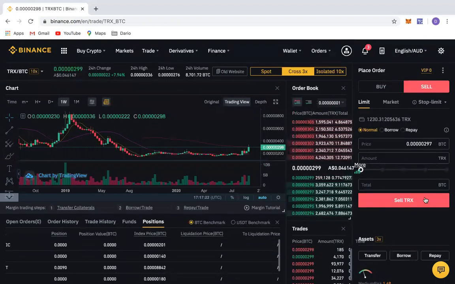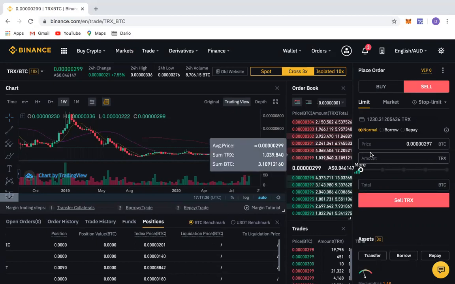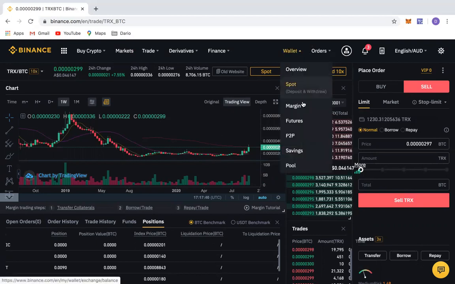So if you keep a lot of capital in Bitcoin or US dollars and you use small position sizes for long-term buys, you can use this platform to increase your capital. And it's not too risky if you do it properly. So we'll go back to margin.